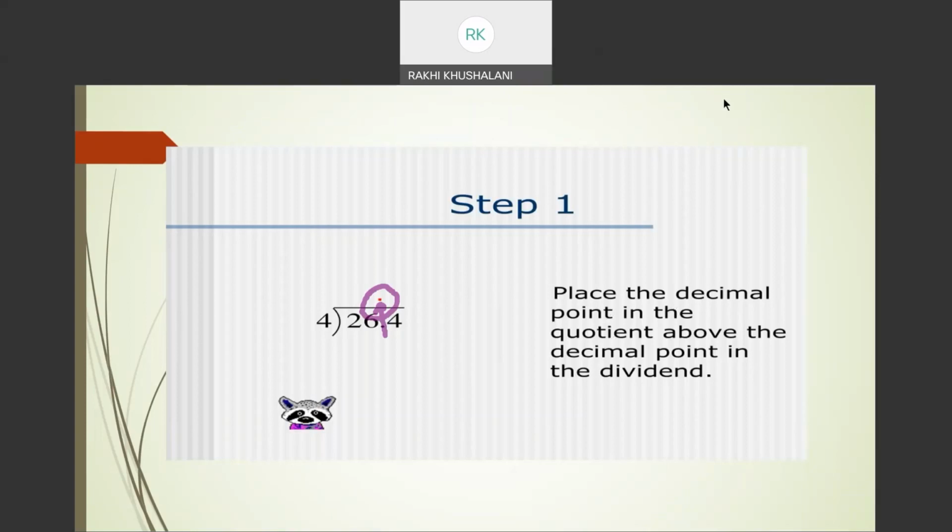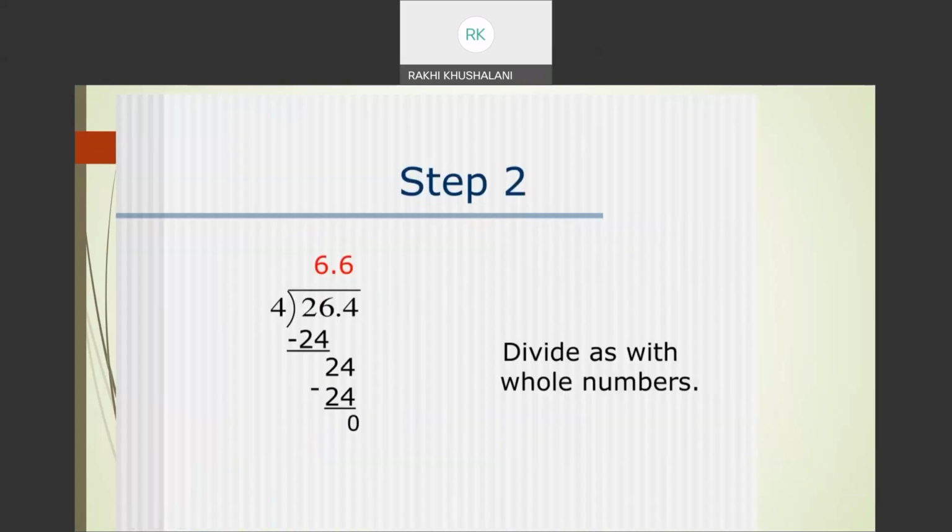Now let's look at the next step, that is, we are continuing dividing 26.4 by 4. Again, I'm repeating, 26.4 is a decimal number and 4 is a whole number, and that is what the concept is going on. We are on step 2, divide as we divide the whole numbers. See, in all the arithmetic operations, this step is completely common. That is, divide as we do with whole numbers.